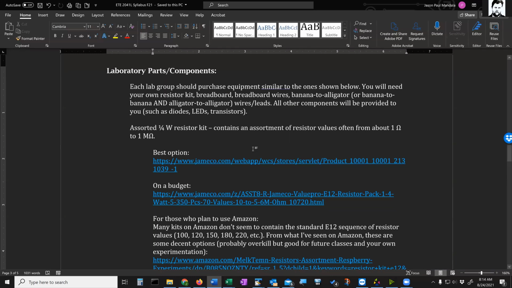So some of the things you need are a resistor kit. A resistor kit is a kit of resistors, as the name implies, but it's going to contain a bunch of different common values. Usually these kits range from about 1 ohm all the way up to 1 mega ohm. So they're going to give you an assortment of resistors between 1 ohm and 1 mega ohm. So I have a few links here.